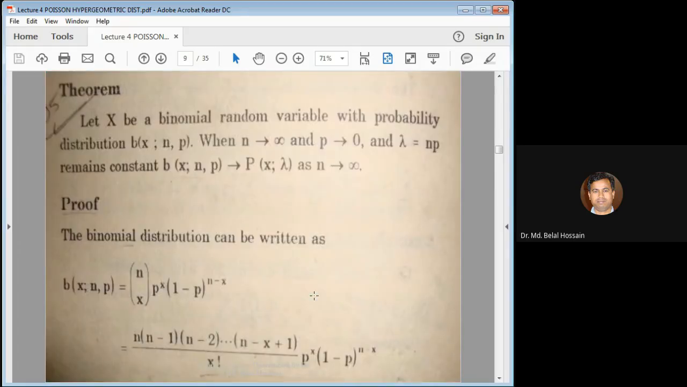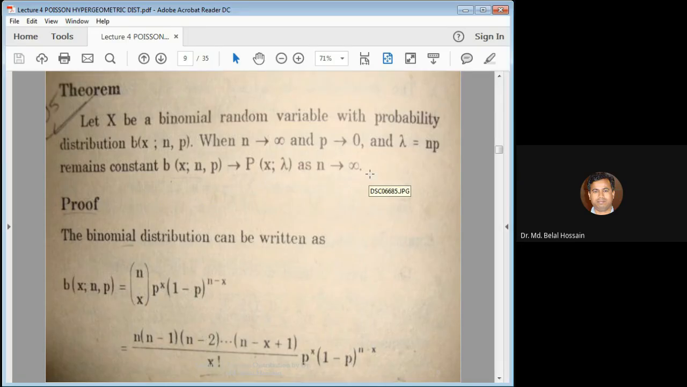Let x be a binomial random variable with probability distribution b(x; n, p). Okay, this b is sometimes written in capital case. X is the random variable, and n and p are the two parameters. So when n tends to infinity, p tends to 0, lambda becomes constant np, then binomial distribution tends to Poisson with lambda. Okay, provided this n is sufficiently large.